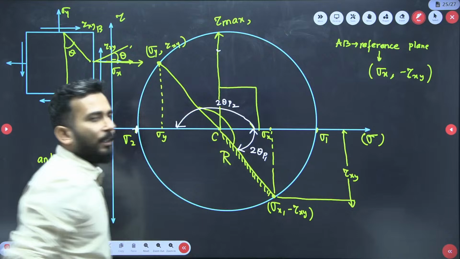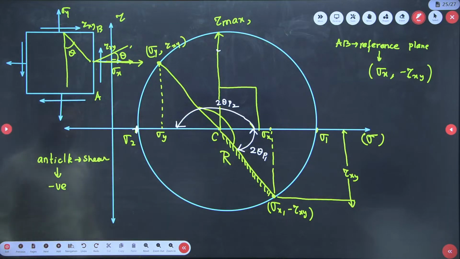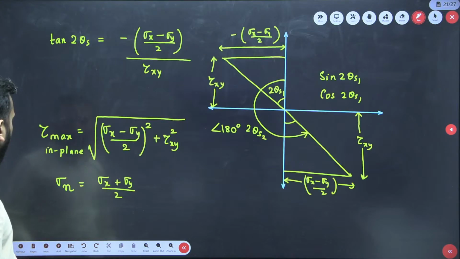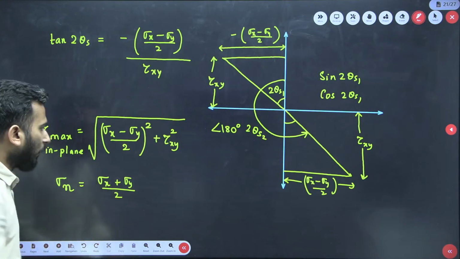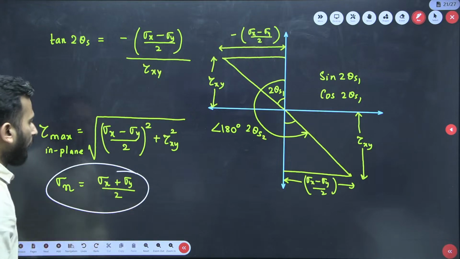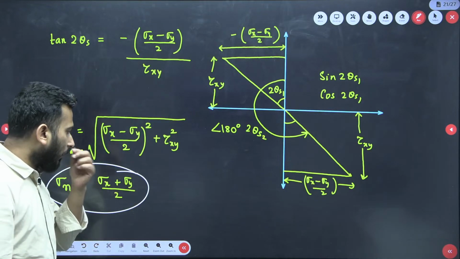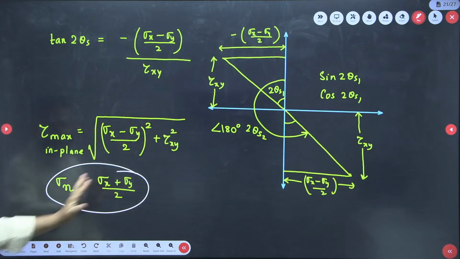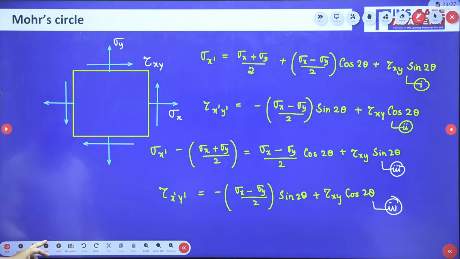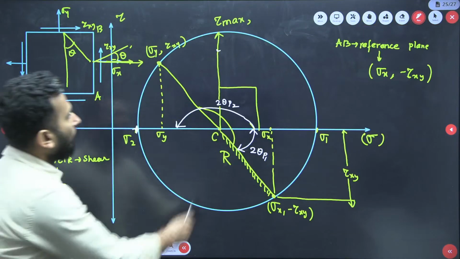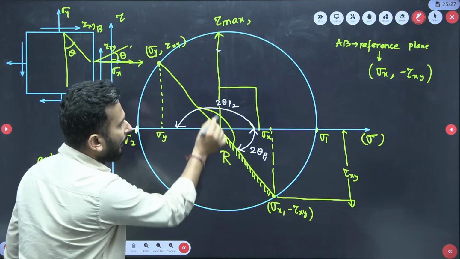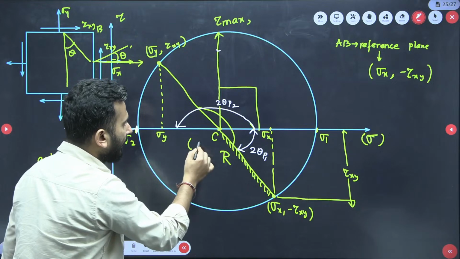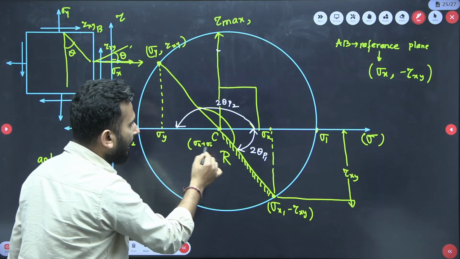And obviously you know what we have discussed, that on the plane of maximum shear there is some normal stress, and that normal stress value is (sigma x plus sigma y) by 2. The value of the normal stress in the plane of maximum shear is (sigma x plus sigma y) by 2. So this we are able to justify over here, that what is the value of the normal stress? It is (sigma x plus sigma y) by 2, because that is the center of the circle. So you know that the center of the circle is (sigma x plus sigma y) by 2.